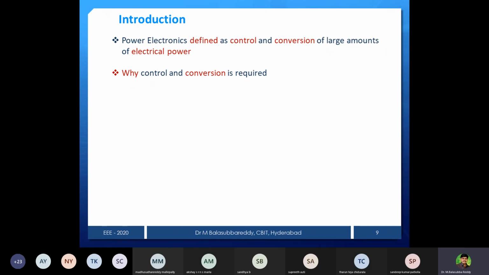Let you think that the available supply is AC and the fan is also AC, then why conversion? Because to control the speed, we require voltage variation. That is the conversion, an AC to AC conversion. Input is AC, and output is also AC. If I am not controlling or converting AC to variable AC, then your speed will be constant. That is the reason we require it.